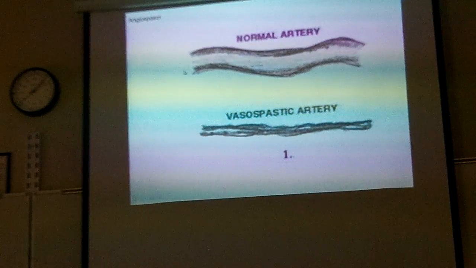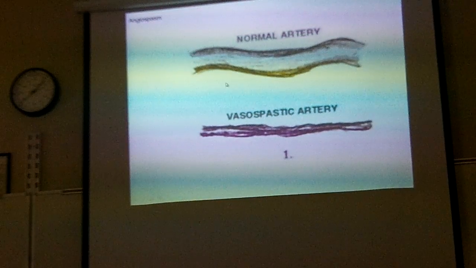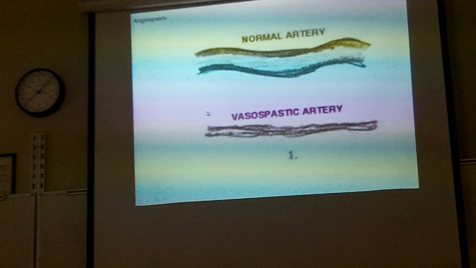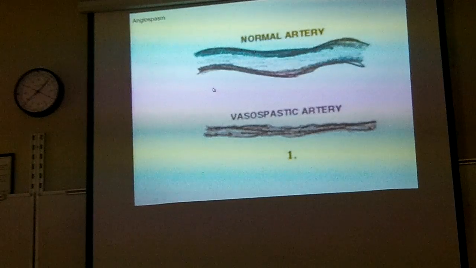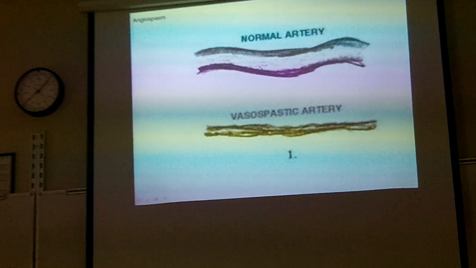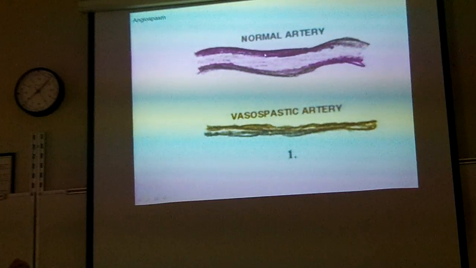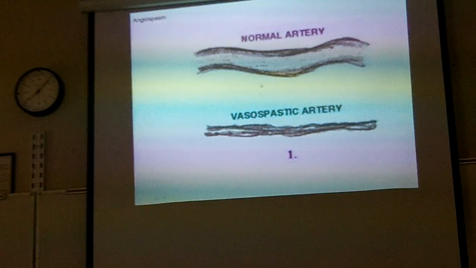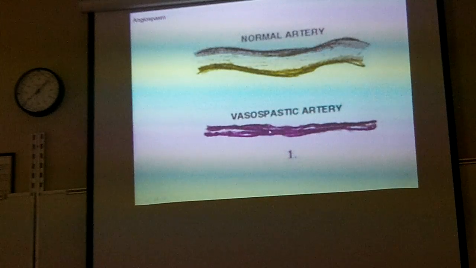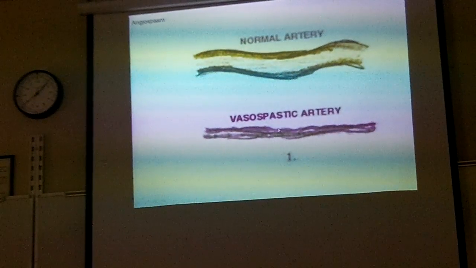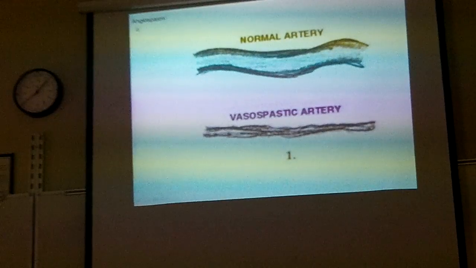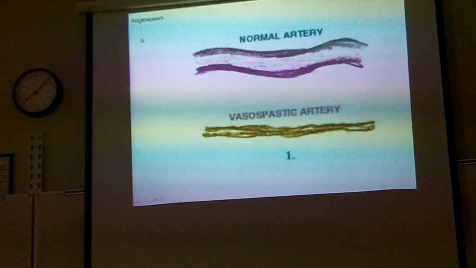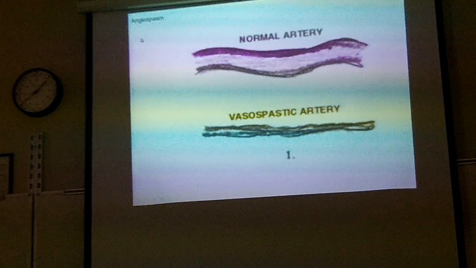An angiospasm is a muscular spasm in the wall of a blood vessel. When the muscles around the vessel squeeze, they close down the vessel. Here's a normal artery, here's a vasospastic artery. What is angio? Angio is heart or blood, I think. Good question. It's Latin or Greek.